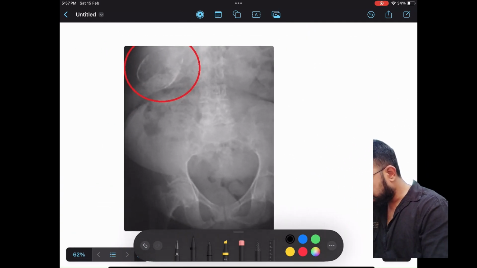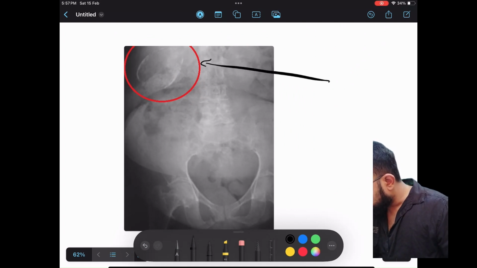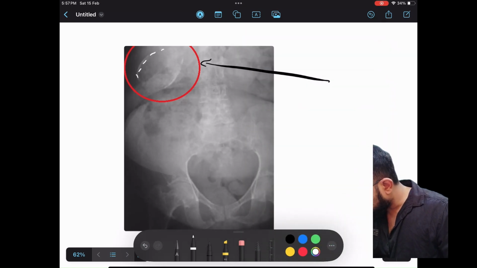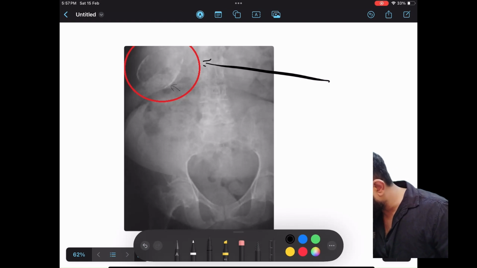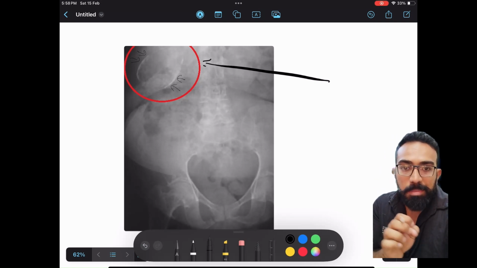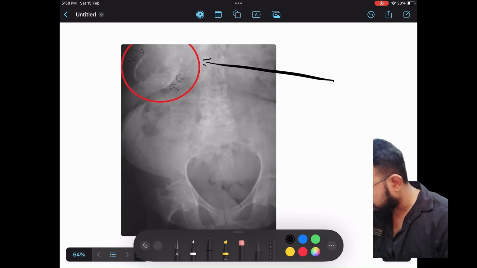See, this is the X-ray. Here in the red dot you can see this thing which has this whitish lining. This is nothing but calcium around the gallbladder. You can actually visualize the gallbladder by the calcium that is deposited around it.